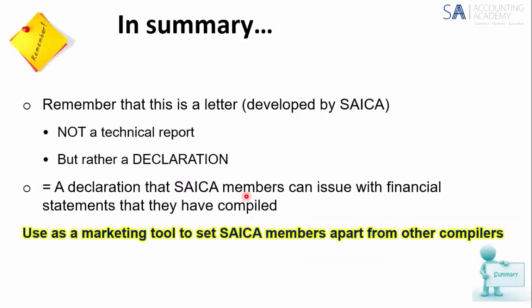Right. So in summary, remember that this is a letter. It's a letter that was developed by SAICA. It's not a technical report, but rather a declaration. It's a declaration that SAICA members can issue with the financial statements that they've compiled. Remember, we've said they refer specifically to the pages and it refers specifically to the compilation report on page whatever. So it is used as a marketing tool to set the SAICA members apart from the other compilers. I don't want to call them a cut above, but that's the intention of this, right?